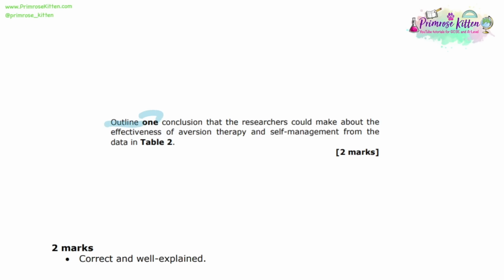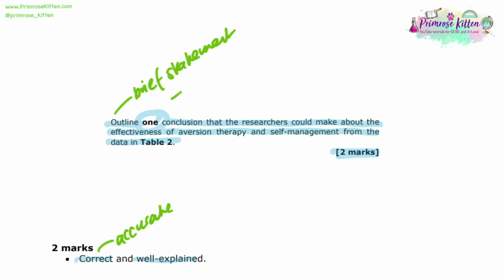Outline 1 conclusion that the researchers could make about the effectiveness of aversion therapy and self-management from the data in table 2. There are 2 marks available for the question. The mark scheme clearly says that to gain both of the marks, the response must be correct, so the information must be accurate and it should be well explained. Note that this is an outline question, so a brief statement and expansion of that statement will be sufficient, and the question is just looking for 1 conclusion. No additional marks will be given for additional conclusions.